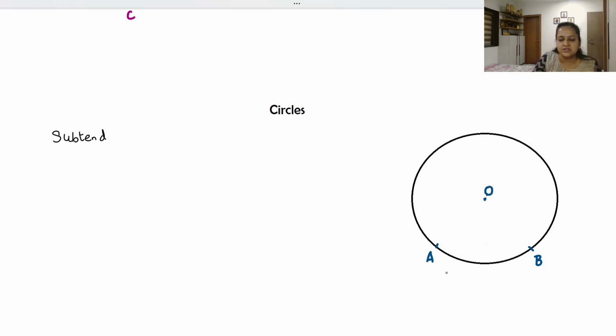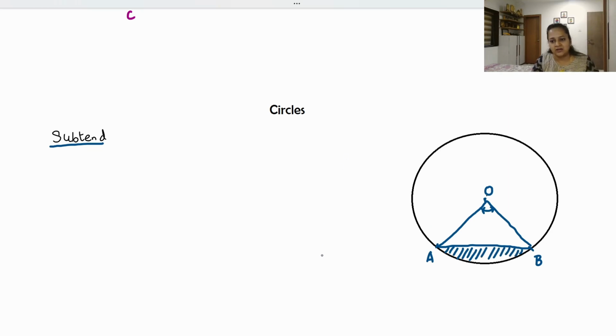Let O be the center of the circle. If we join the endpoints of the arc to the center, we get an angle that is formed. This angle formed, angle AOB or angle BOA, is called the angle subtended by the arc or by the chord or also by the segment. I hope you have understood what is subtended.